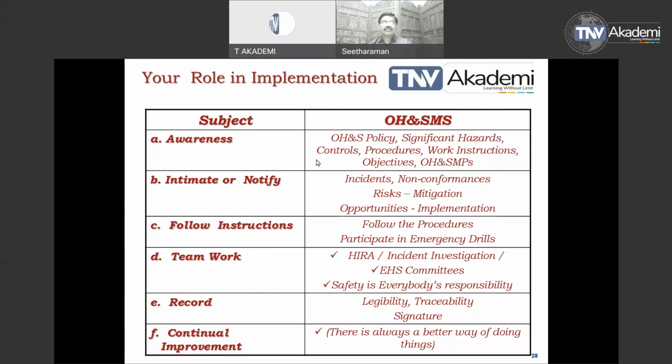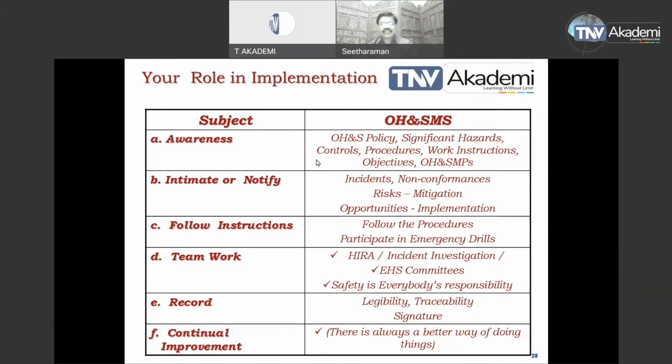Whatever procedures are given to improve safety, we have to follow them, and participate in emergency drills whenever they are conducted, and give your feedback on how the drill went so that it can be improved further. Teamwork is very important in this. The hazard identification risk assessment is all about teamwork. You all have to contribute to make it effective documentation.